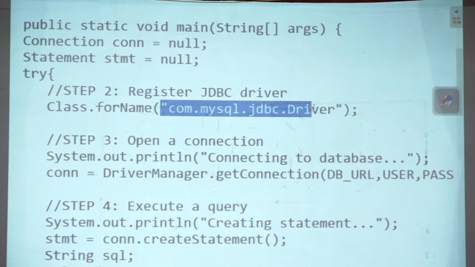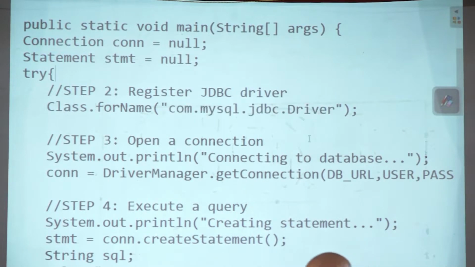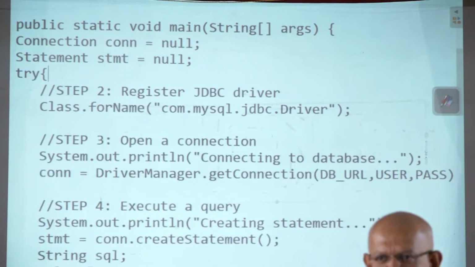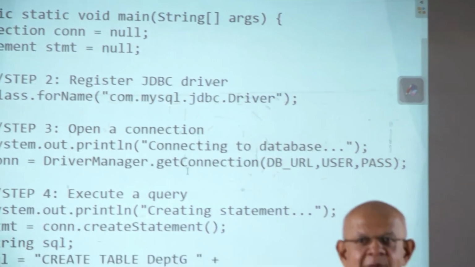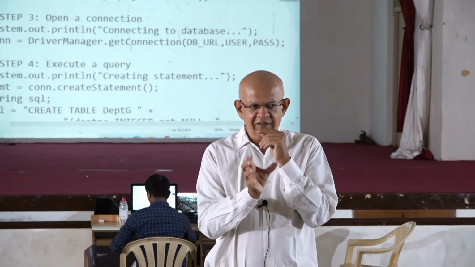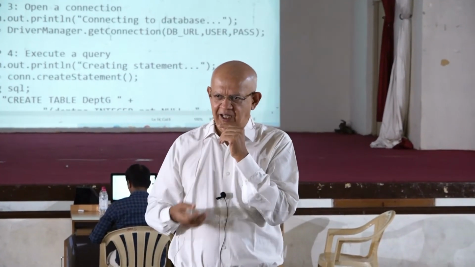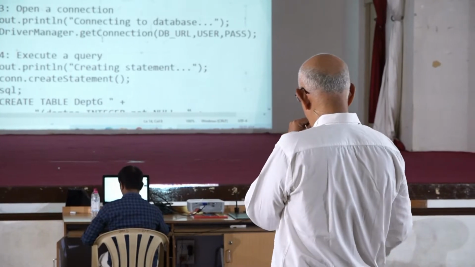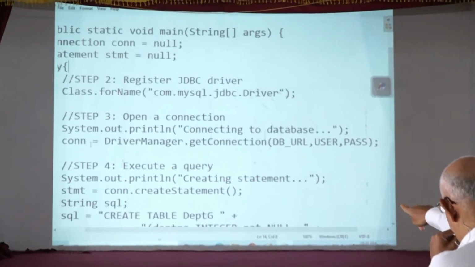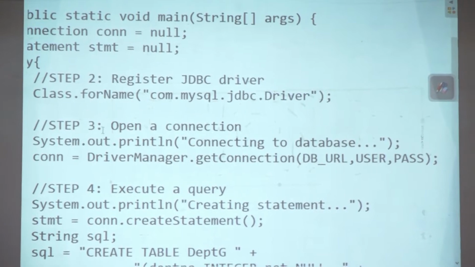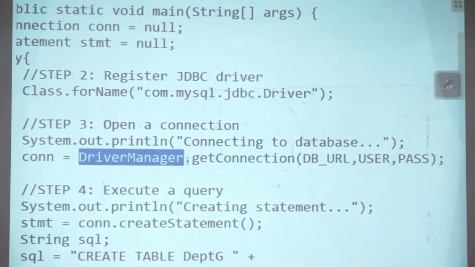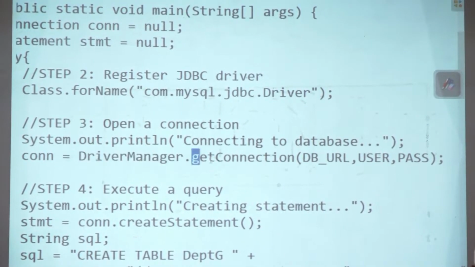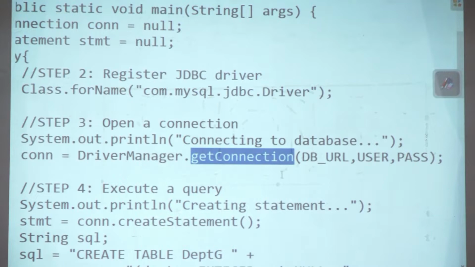Now, once the driver is loaded, it gets registered under something called DriverManager. So your Java has something called a DriverManager, which is some kind of collection, in which this driver gets registered. So automatically, you don't have to register. So now, you look at statement number 3, step 3. We are opening a connection to the database. How do we do that? We ask the DriverManager. There is a static method on the DriverManager called getConnection. So we do getConnection.